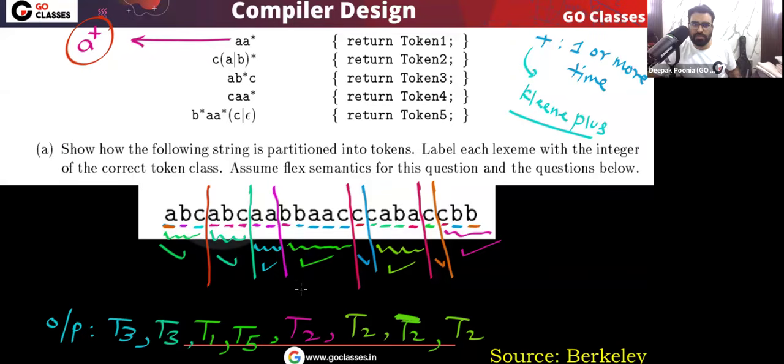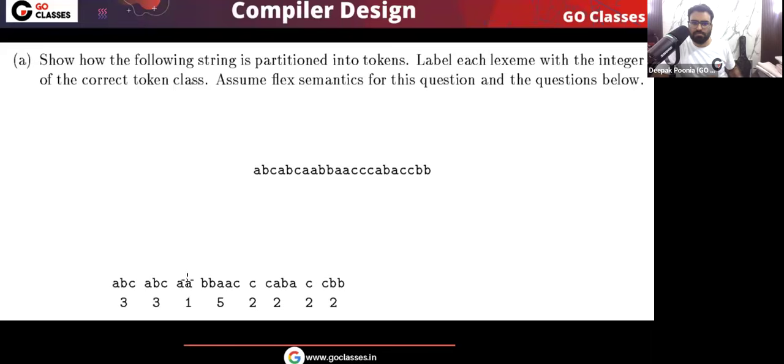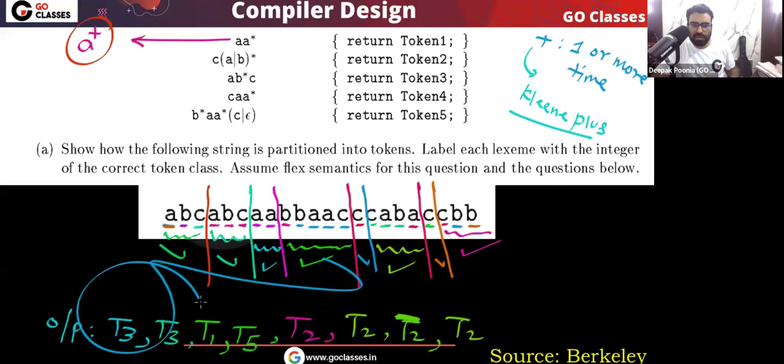This will be the final output for this part A. I hope you understood. Is this crystal clear? Please tell me. You can see this is the answer for the part A. The same answer we got, 3315, then all 2s. The same answer we got.